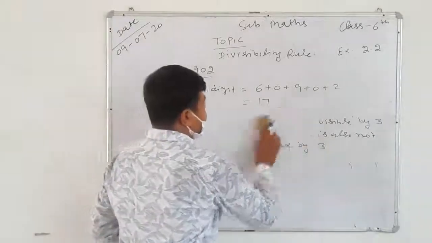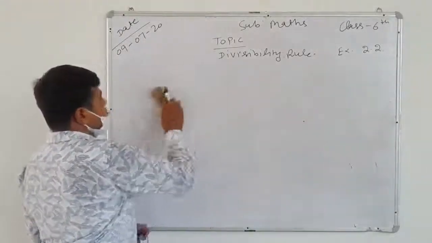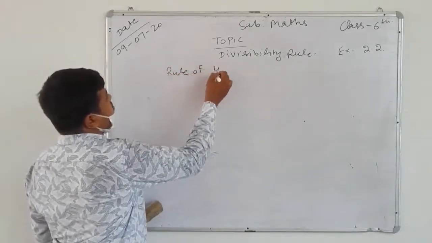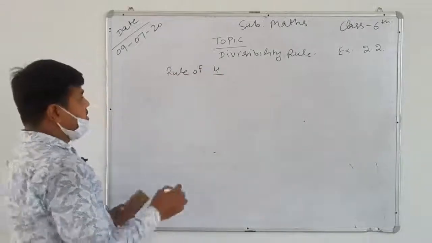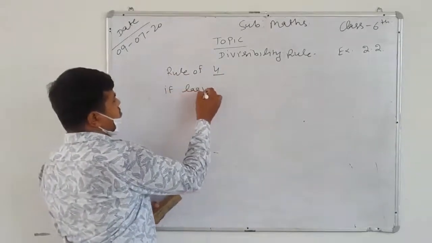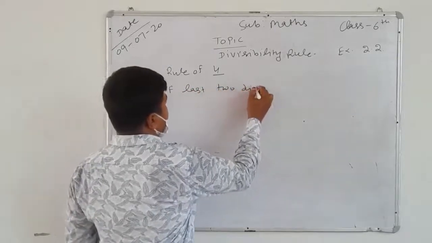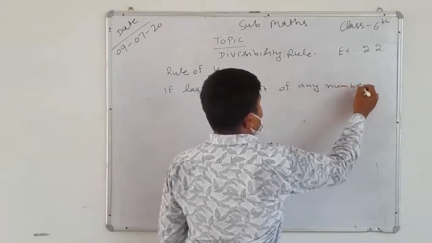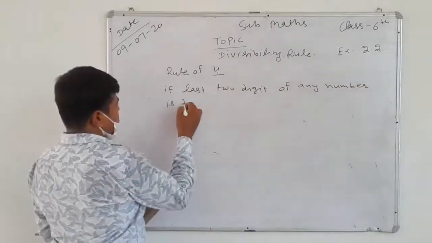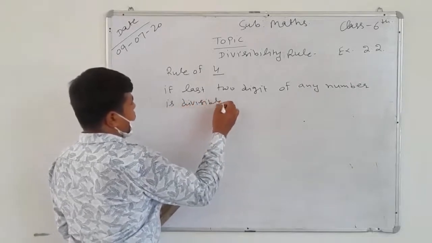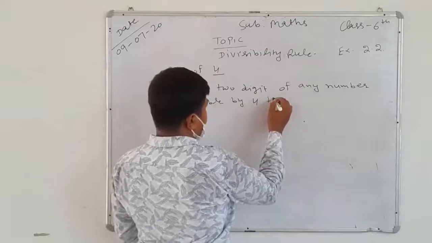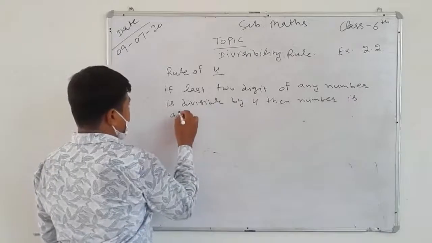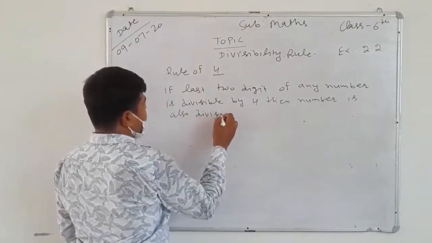Then the divisibility rule of 4. Rule of 4: if the last 2 digits of any number are divisible by 4, then the number is also divisible by 4.